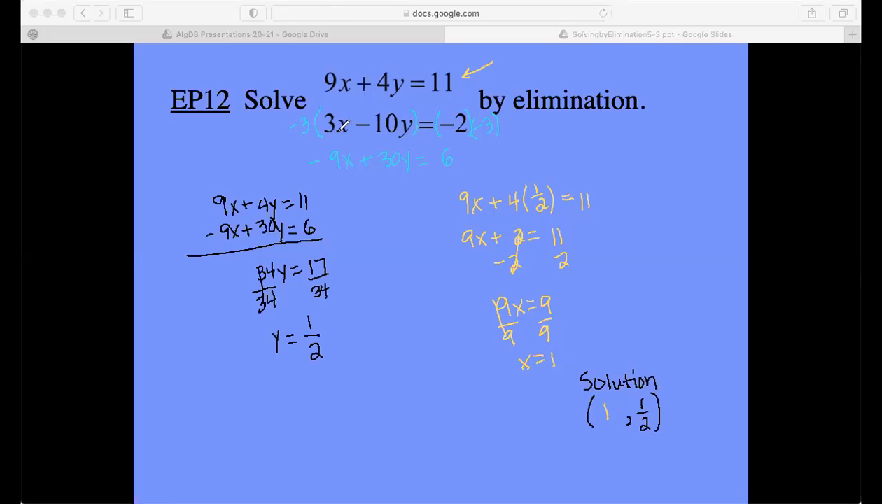If I plug it in here, 3 minus 10 times 1/2 is 5. So 3 minus 5 would be negative 2. I could plug it in here. Negative 9 times 1 is negative 9. Half of 30 is 15. Negative 9 plus 15 is 6. Okay, so this is my solution.